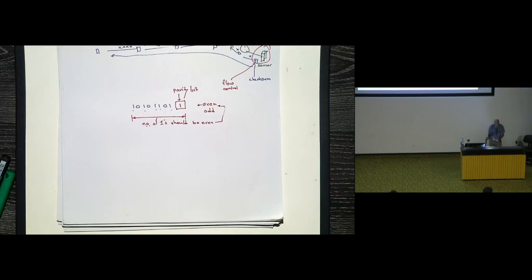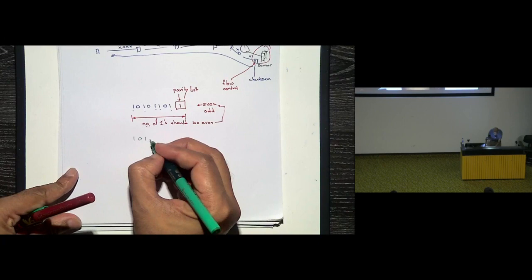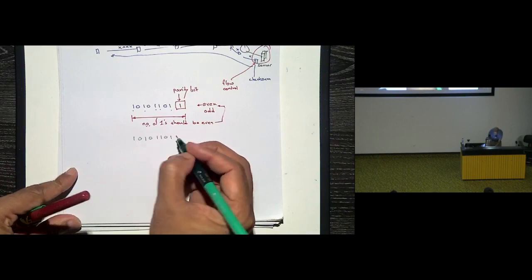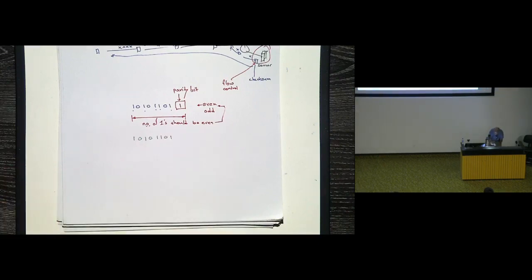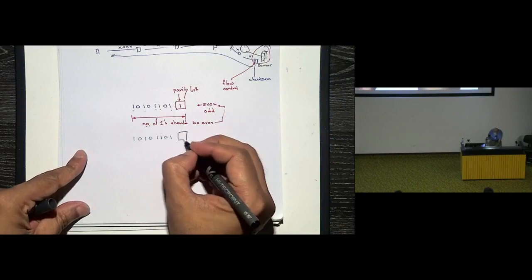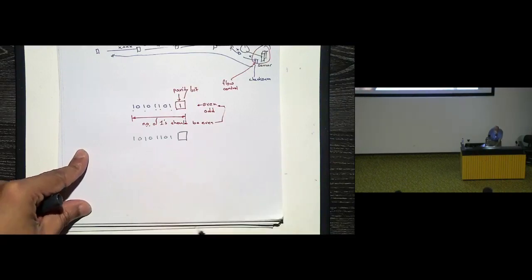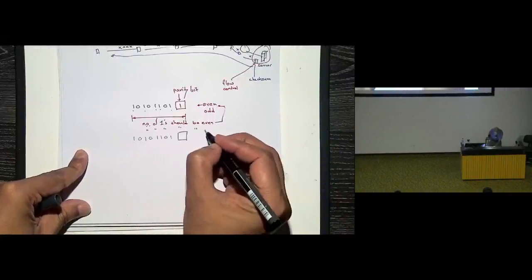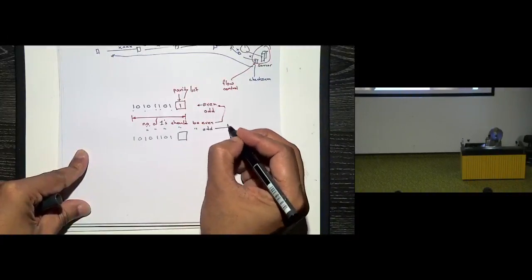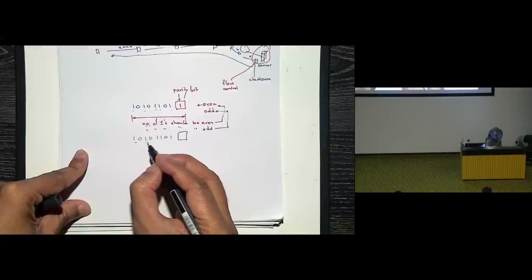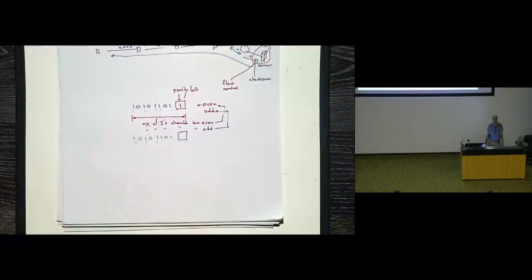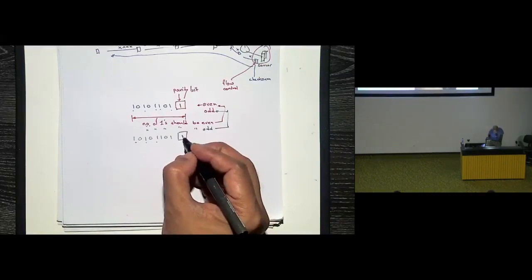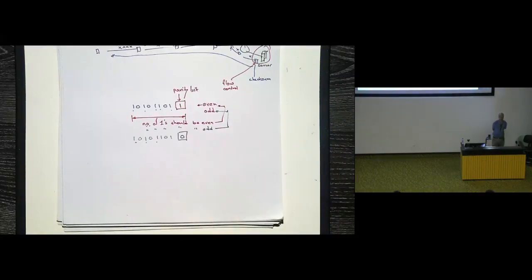And if I was doing odd parity with the same thing, 1, 0, 1, 0, 1, 1, 0, 1, and let's say this is my parity bit. In this case, if I'm doing odd parity, the number of ones should be odd. So here, it's already an odd number. So I don't need to add another 1. I will just add a 0.